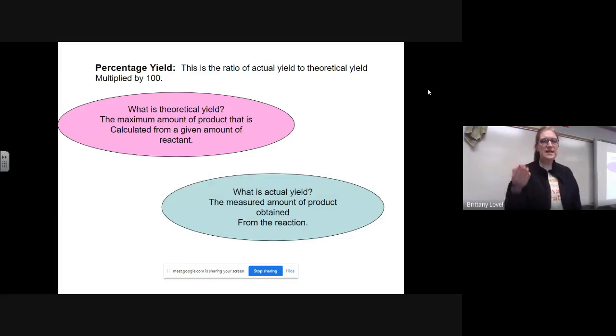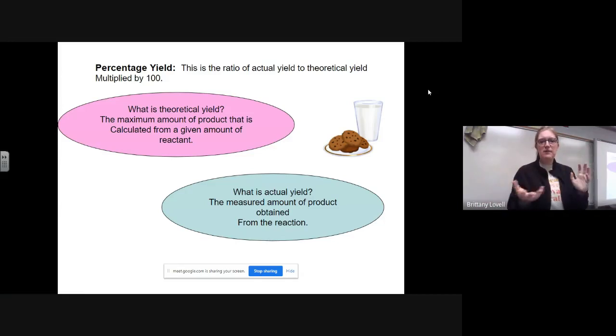Okay, now the other amount is called the actual yield. What is actual yield? This is the measured amount of product obtained from the reaction. Okay, so this is what, if you go back to the lab and you run the experiment, and let's say you're putting baking soda and vinegar in a balloon and you're trying to collect the product, or one of the products, which was carbon dioxide gas, the actual amount that you collect in the balloon, that's called your actual yield. Okay, and then to get the percentage yield, you just take your actual divided by your theoretical multiplied by 100.